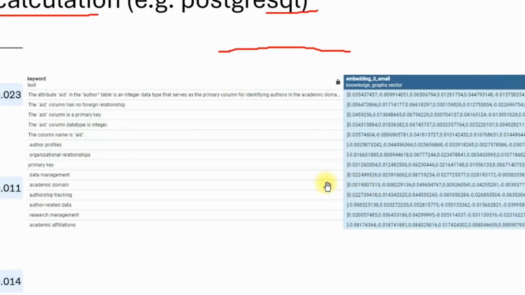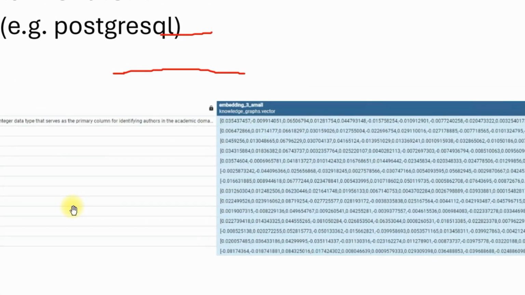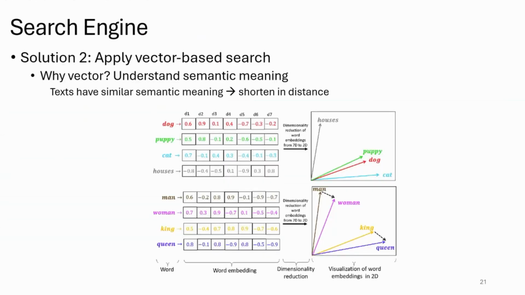Like in here, this is a real example from a data set. We have many keywords. A keyword may be a sentence, or it may be a short key. From all of the keys, we convert them into vectors, and we have the vector form. While using vectors, like I mentioned, the vector will help us understand the semantic meaning. For texts that have similar semantic meaning, we shorten the distance.